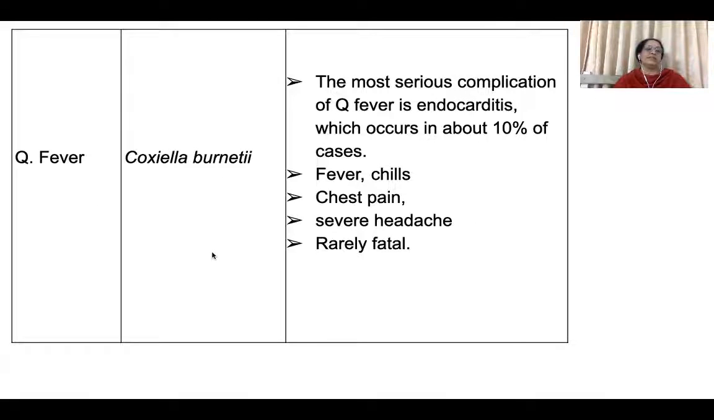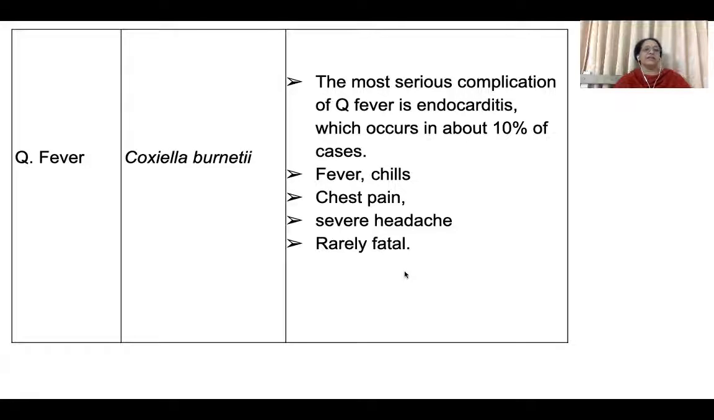Next disease is Q fever by Coxiella burnetii. The most serious complication of Q fever is endocarditis, that is inflammation of the endocardium. This occurs in about 10% of cases suffering from infection. Fever, chills, chest pain, as well as a severe headache are other symptoms of Q fever. This disease is rarely fatal.